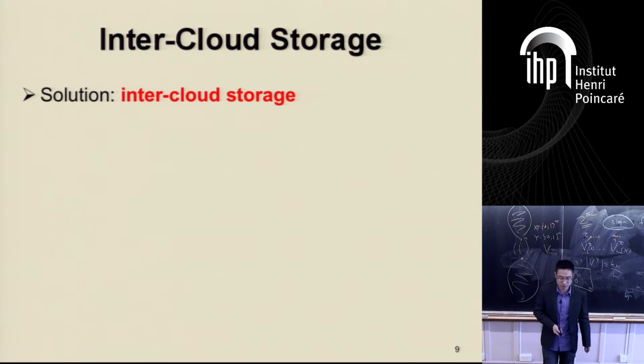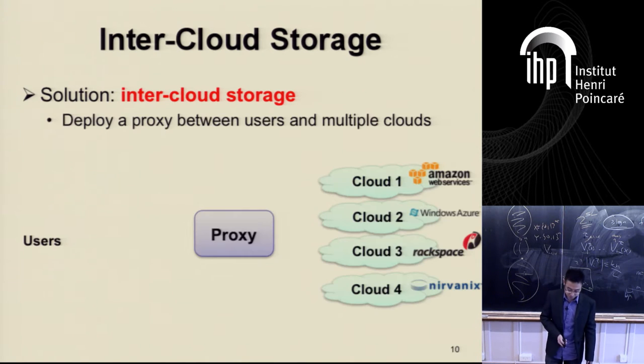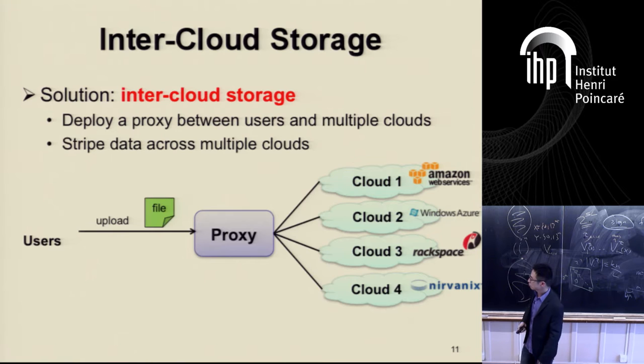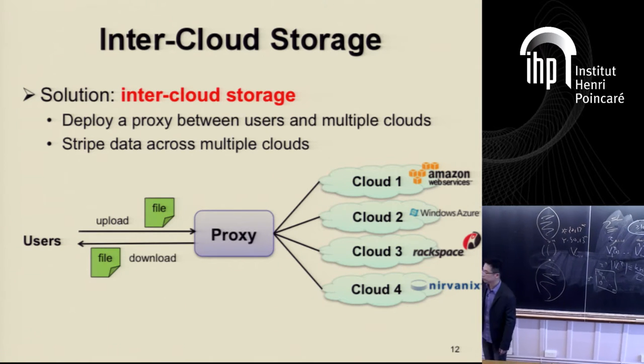We can use the inter-cloud storage or the multiple cloud storage. Inter-cloud storage is just one name for this kind of service. And the topology is that we can use a proxy between the users and multiple clouds. The proxy can relay the users' data to these multiple clouds. It's like a user can upload a file to the multiple clouds and download the file from the multiple clouds.